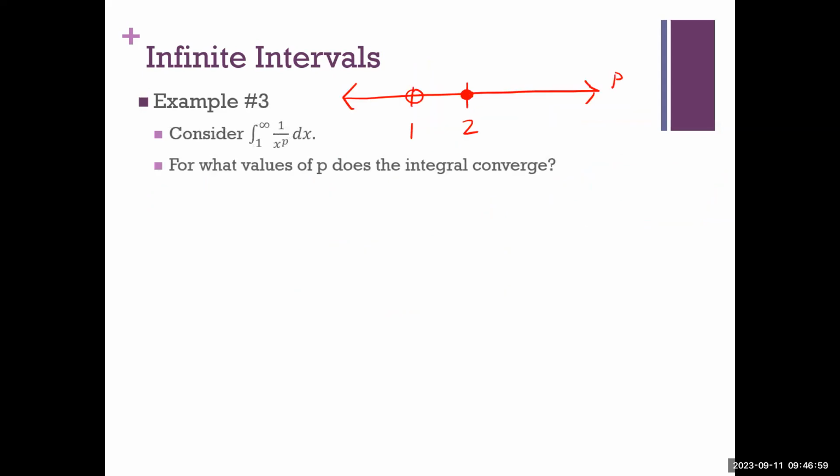So yeah, your instincts were spot on: if it converges at 2, it's going to converge for any value bigger than 2. So we have a good idea on those values of P. If P is 2 or bigger, this thing's going to converge. What about if it's less than 1? What if it was like 1 over the square root of x, for example?